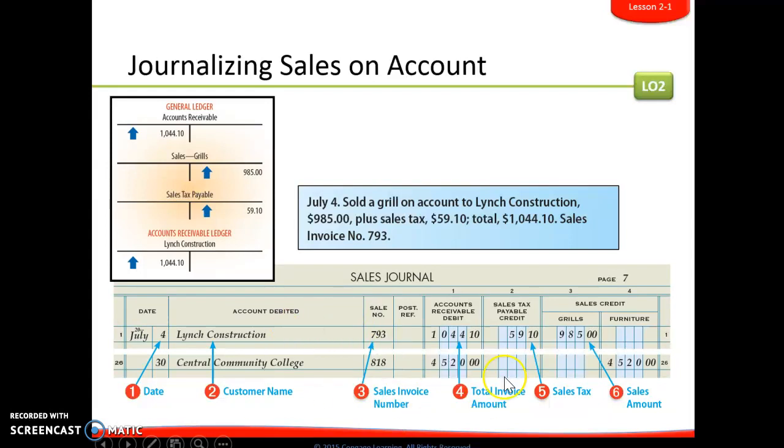So when we look at our sales journal now, we have our sales credit, which we would normally have, but now we see that we have grills and furniture. So in this case, we're selling a grill, so we want to make sure that we put it in the correct department. That is our sale. Here is our sales tax payable, and then the total amount is debited to our accounts receivable. And then our customer is listed here in the account debited column.